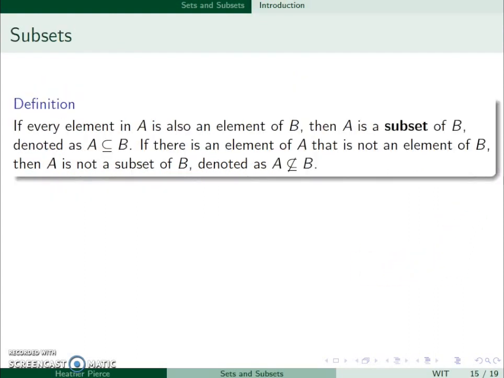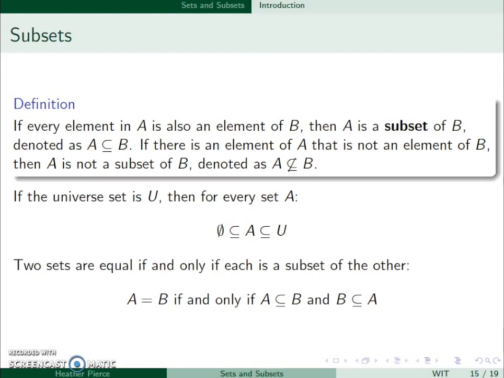If every element in A is also an element in B, we say A is a subset of B. And this is the notation. If there's something in A that's not in B, A is not a subset. So if the universal set is U, then for every set A, the empty set is a subset of A, which is a subset of U.